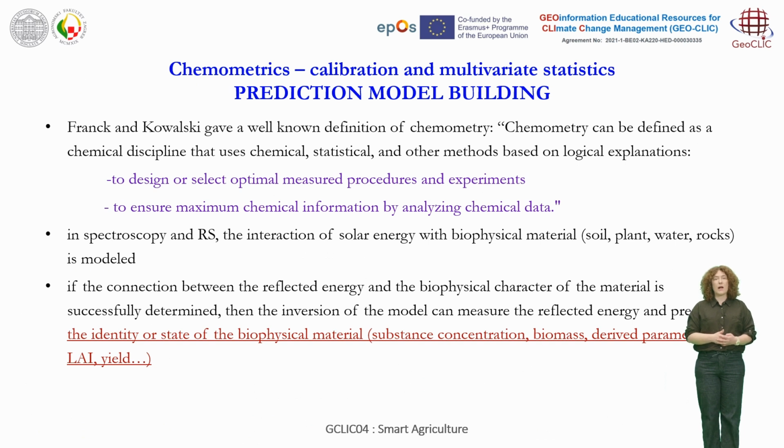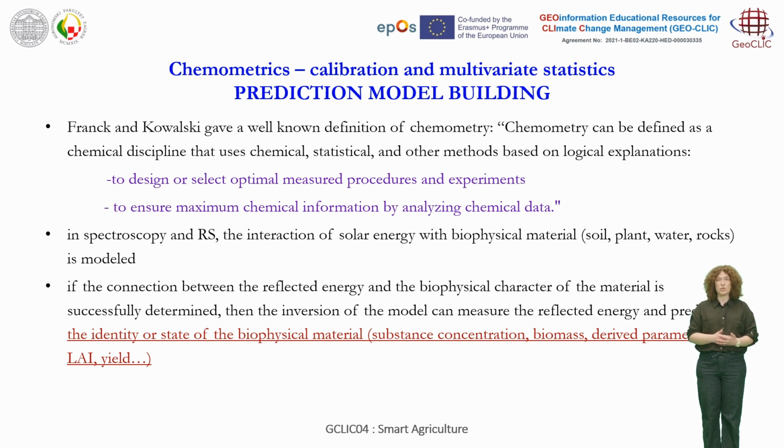Frank and Kowalski gave a well-known definition of chemometry. Chemometry can be defined as a chemical discipline that uses chemical, statistical, and other methods based on logical explanations for our purpose, to ensure maximum chemical information by analyzing chemical data. So it combines calibration and multivariate statistics to build prediction models.